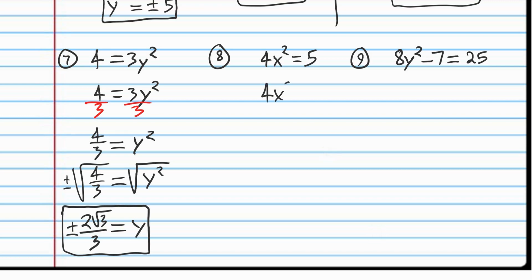All right, we're back. So we're going to rewrite the equation. We're going to isolate the square. That's always the first step.